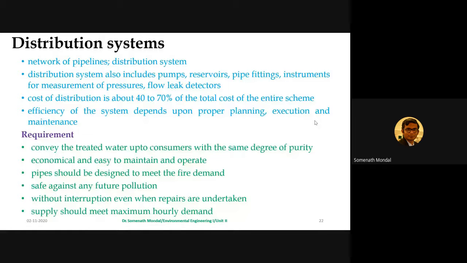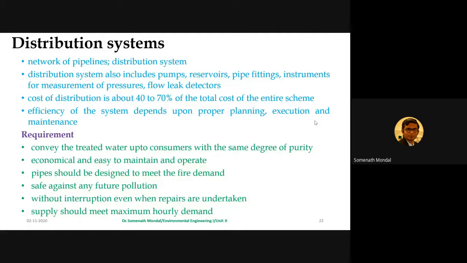Now, as far as requirements are concerned, a good distribution system should have the following aspects, which I'm going to talk about. It should be able to carry the treated water up to the consumer's point with the same degree of purity. This part we discussed before. Next, it should be economical and easy to maintain and operate for a longer period of time. Pipes should be designed in such a way that they can be utilized in firefighting situations. It should be capable of supplying the requisite amount of water for firefighting during such needs.